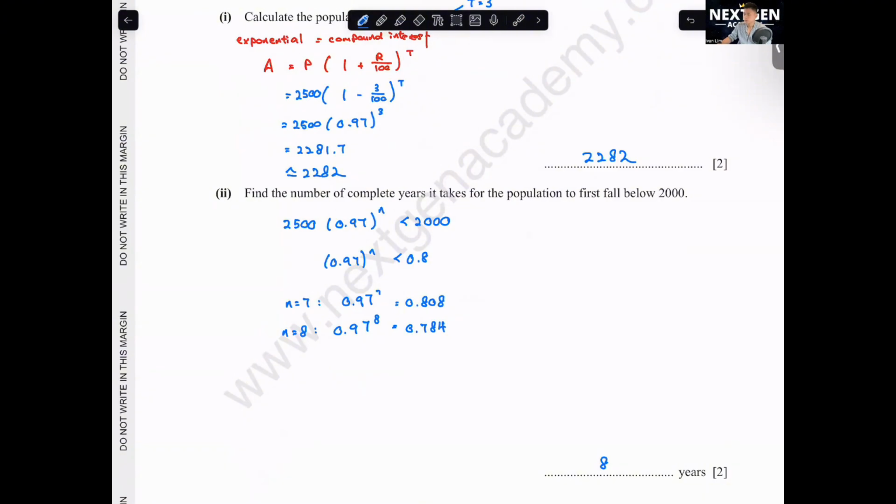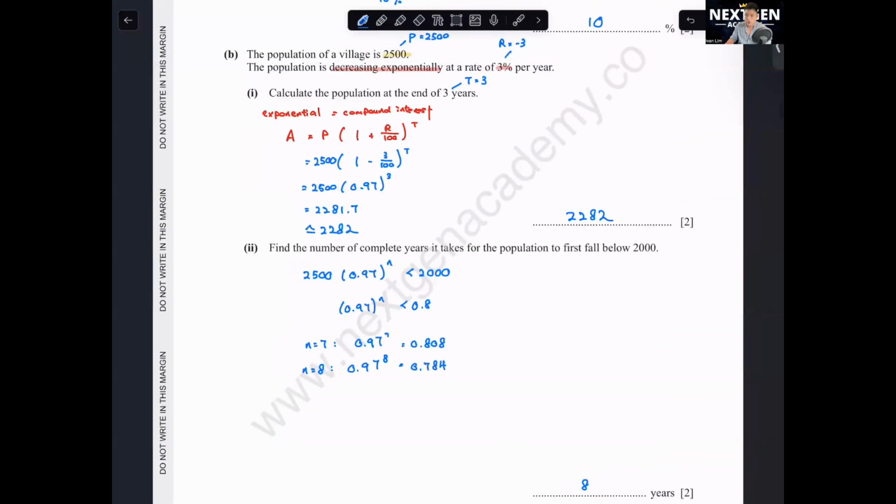Got it? All right, question 1. If all of you can do question 1, can you just type 1 in the chat?